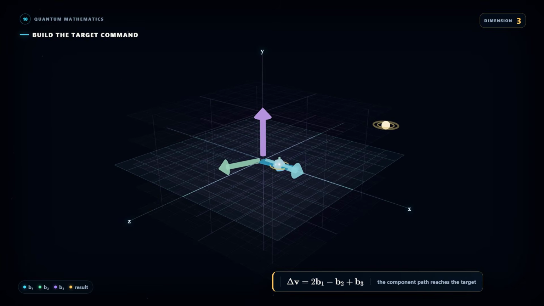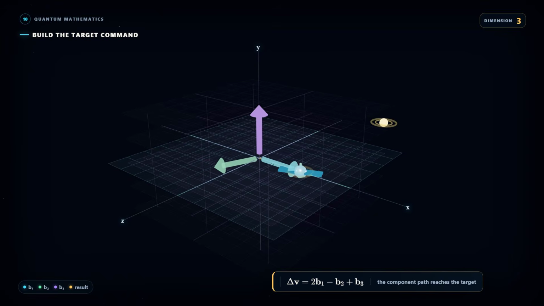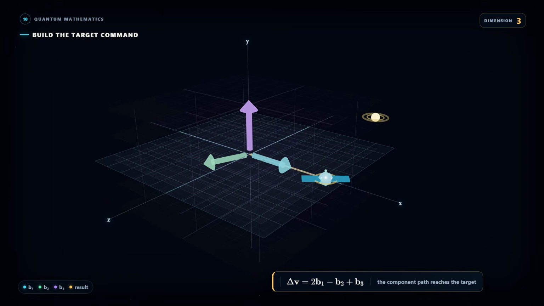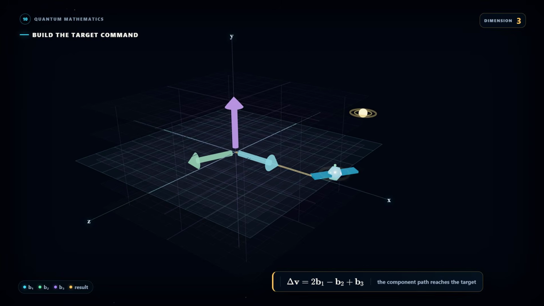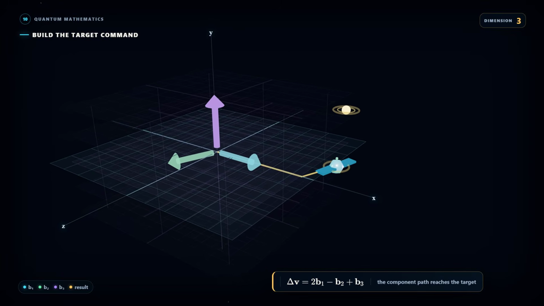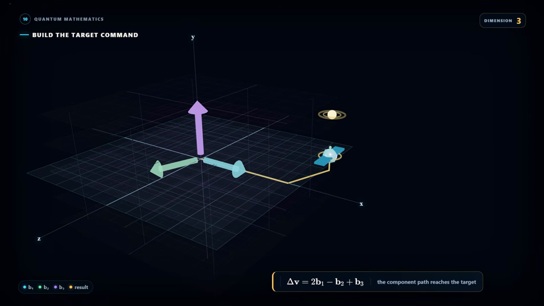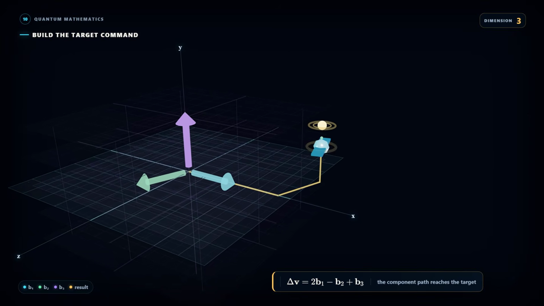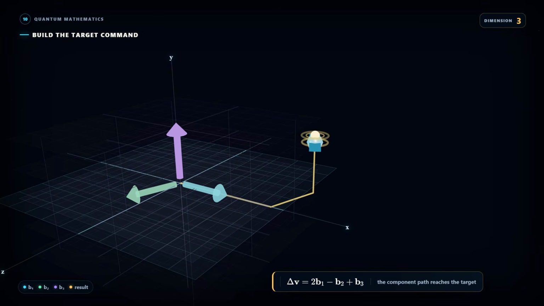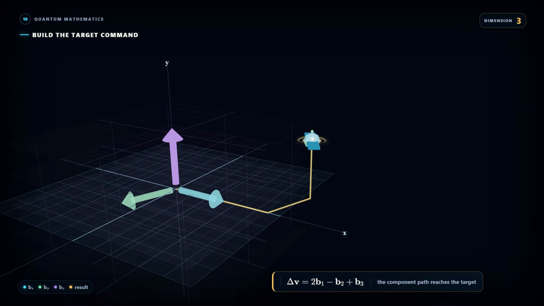The computer selects 2 copies of B1, subtracts 1 copy of B2, and adds 1 copy of B3. The component motions assemble into one velocity change. The drone follows that command and reaches the telescope module. What looked like a navigation problem was really a question about span. Was the target command inside the space generated by the available controls?